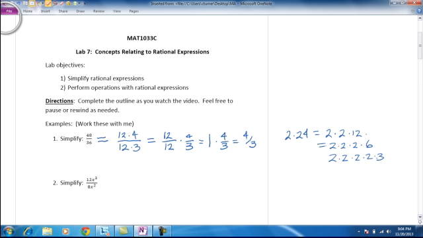Number 2 is very similar to that, except we have x's involved, but very similar sort of thought process here. Let's look first of all at the number part. I like to break this up into the numeric part and the variable part. Looking at the number part, 12 and 8 both divide by 2, but they also both divide by 4. Now 12 has a factor of 6, but 8 doesn't. So I think 4 is the largest factor that divides both. So I'm going to think of 12 as 4 times 3, and the 8 is 4 times 2.